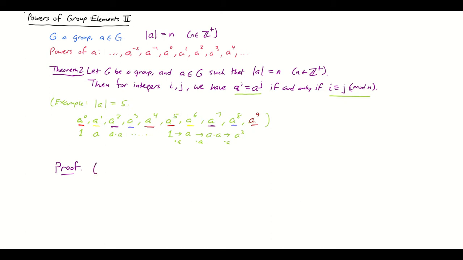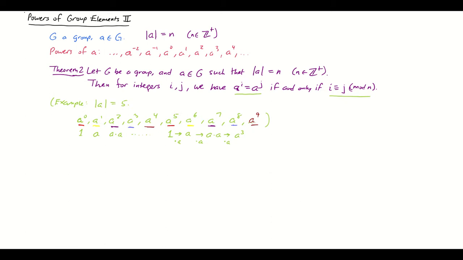So let's start with this direction. So let's assume that i is congruent to j mod n. Okay, I want to show that a to the i equals a to the j as group elements.